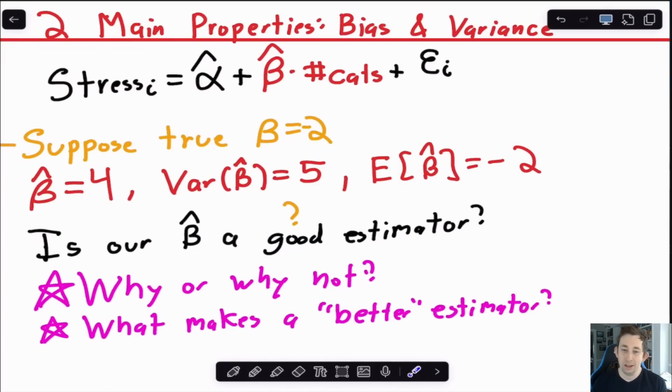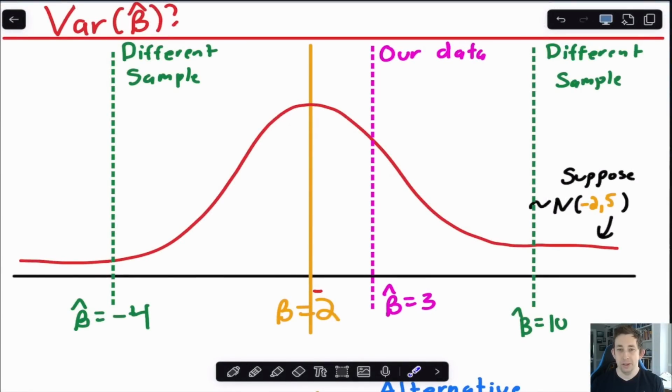And we're going to use things like bias, consistency, and variance in order to answer these questions, where we're basically asking, is our estimator a good estimator or not? And could we have a better estimator? One thing that might be different from what we're used to thinking about is, when I say the variance of beta hat, what exactly am I talking about?